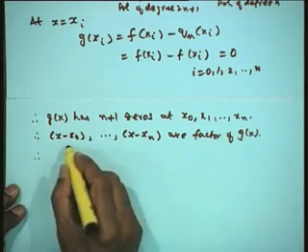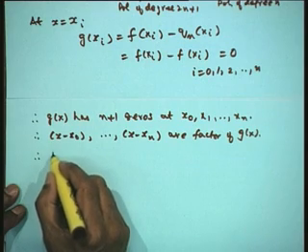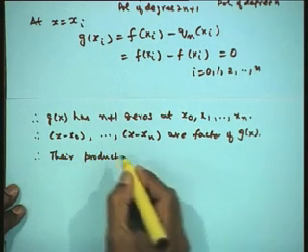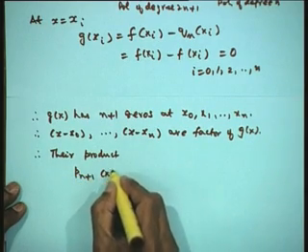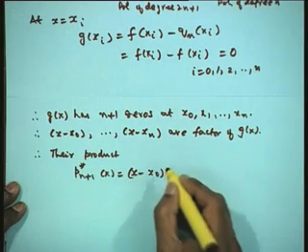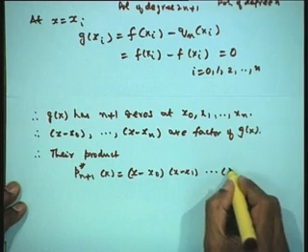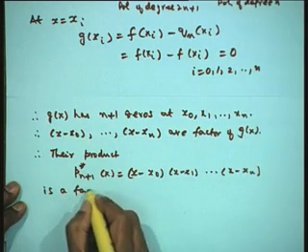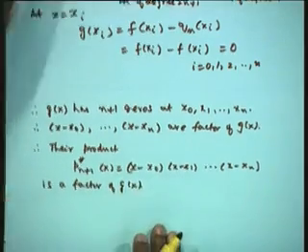If that is so, their product is a factor of g(x). Obviously the product is a factor, therefore their product, let us call this P_{n+1}(x) star, (x - x1) ... (x - xn), is a factor of g(x).